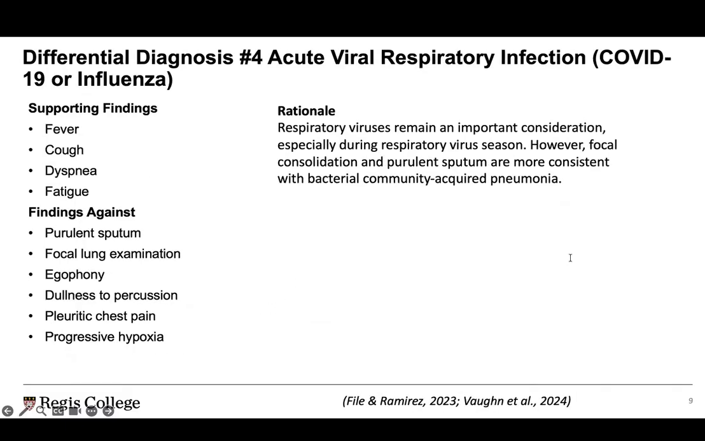Finally, I considered viral pneumonia, including COVID-19 and influenza, particularly because respiratory viruses remain common causes of acute respiratory illness in older adults. Viral infection can certainly produce fever, cough, fatigue, and dyspnea. However, several findings made bacterial community-acquired pneumonia more likely. Her productive yellow-green sputum, localized physical exam findings, and evidence of right lower lobe consolidation were more consistent with a bacterial etiology.